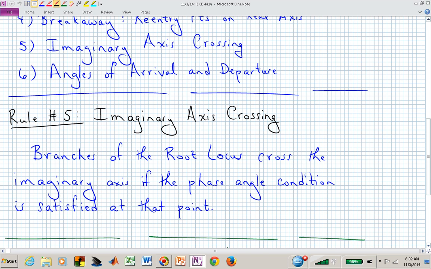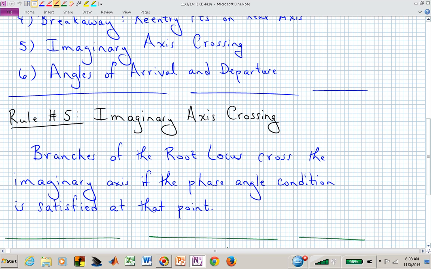Rule 5 says basically it's using one of our two conditions, magnitude condition and phase condition. It's using the phase condition. It's saying if I evaluated the phase on the imaginary axis and I find a point where the phase contributed by the poles and the zeros of the open loop transfer function is minus 180, then that point is where the root locus branch will cross the imaginary axis. Branches of the root locus cross the imaginary axis if the phase angle condition is satisfied at that point.